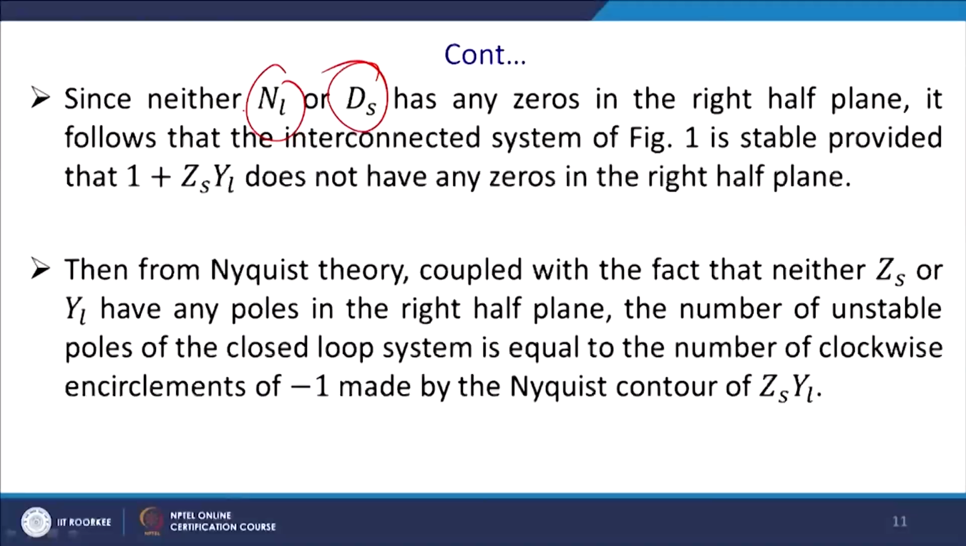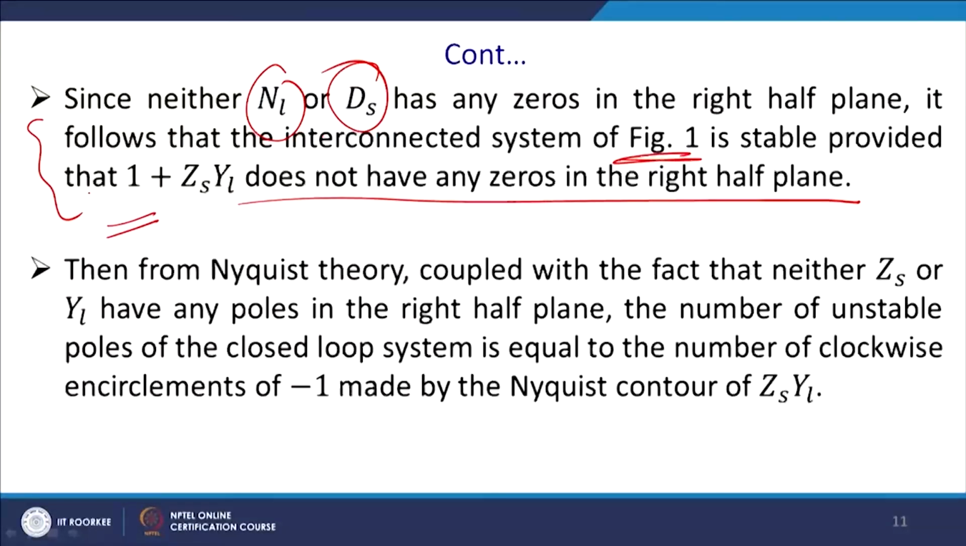Since neither NL nor DS has any zero in the right half of the S plane, it follows that the interconnected system shown in figure 1 is stable, provided that 1 plus ZS into YL does not have any zero in the right half of the S plane. So, that is the criterion required to be fulfilled.